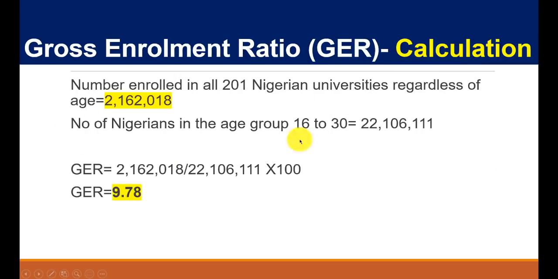Now let's do a simple calculation for GER for university education in Nigeria. The number enrolled in all 201 Nigerian universities, regardless of age, in 2021, is 2,162,018. How do I know this? I'm going to show you in a minute.